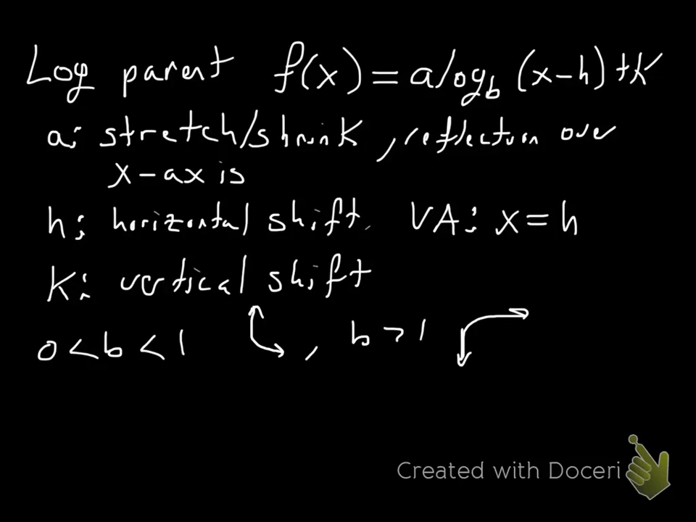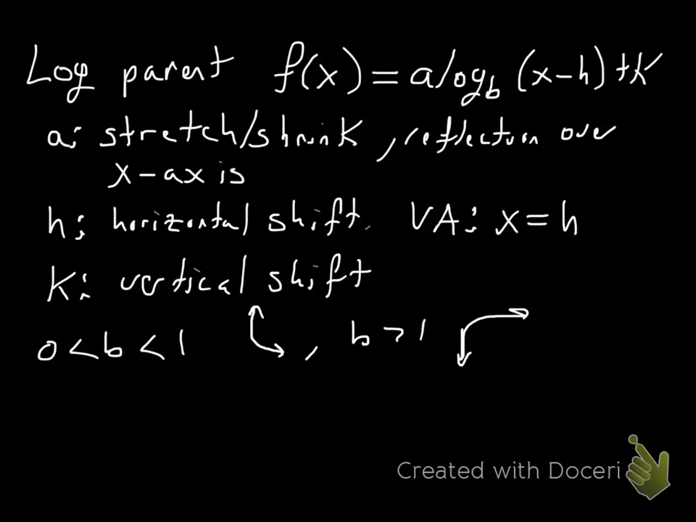Alright, this video is going to focus on graphing logarithms. So we have our parent function f of x equals a times log base b of x minus h, inside the logarithm, plus k. As usual, the a will control vertical stretches or shrinks, and also reflections over the x-axis if it's negative.